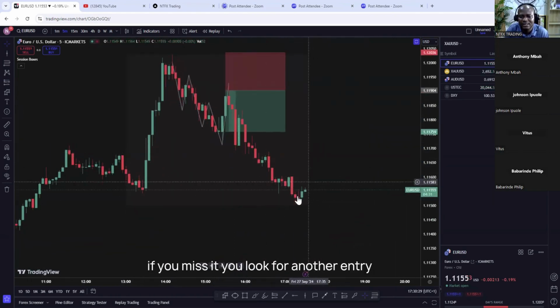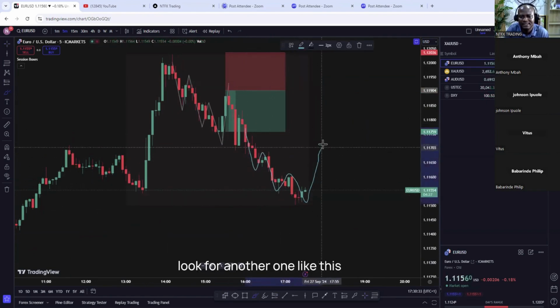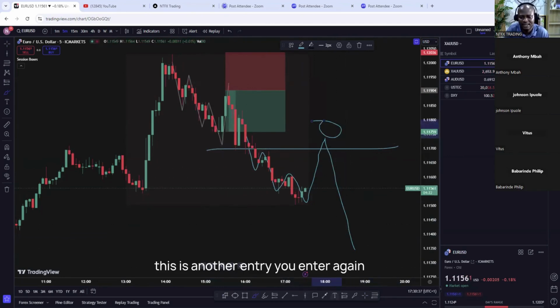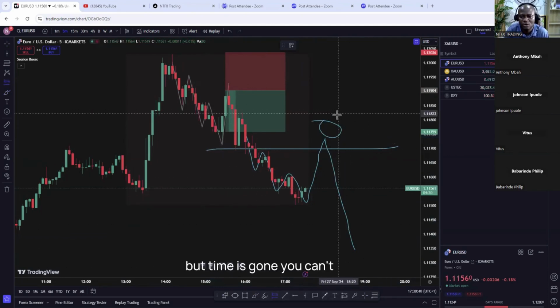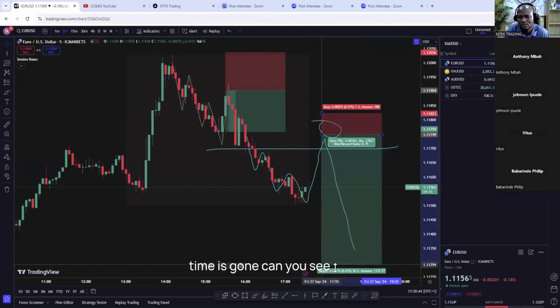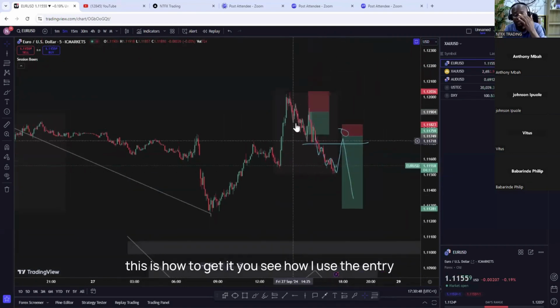If you miss it, you look for another entry. You look for another one like this. You enter again. This is another entry. You enter again. But time is gone. You can't be entering trades by this time. Time is gone. Can you see? This is how to get it. You see how I use the entry now?